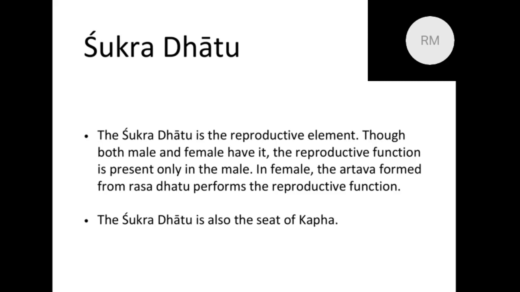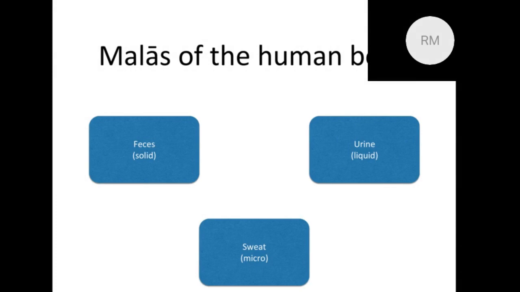And now we come to the Malās, or the waste products of the human body. So basically there are 3 major Malās, or wastes: the feces, the urine, and the sweat.